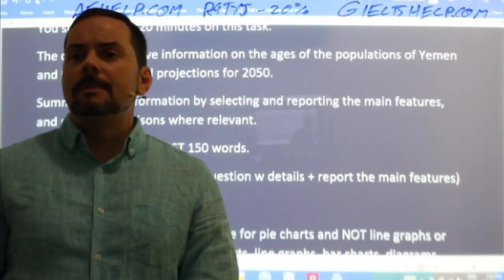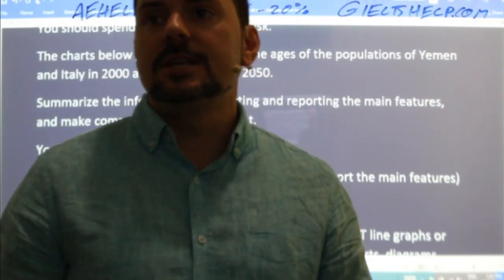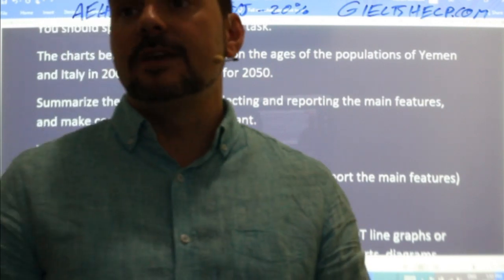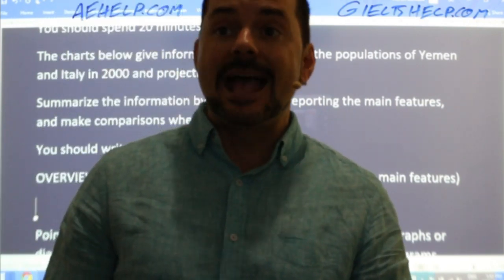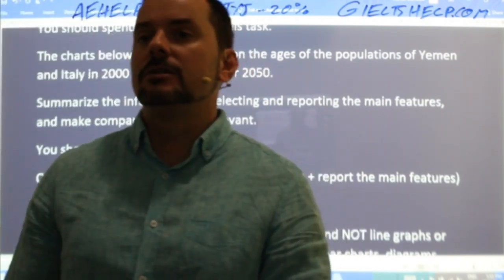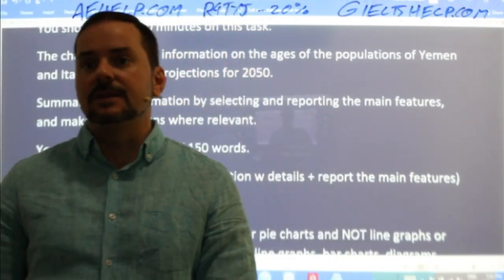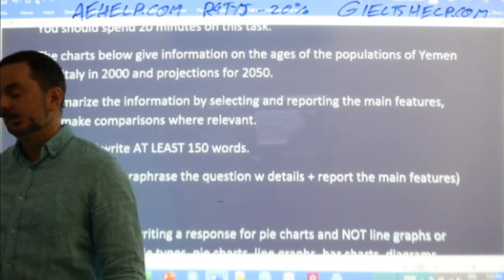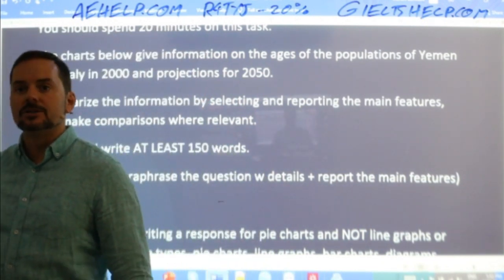Elena says the 4 pie charts depict the population percentage for 3 different age groups of Yemen and Italy for the year 2000 and also predicts the population for 2050. Yeah, Elena, that works. It's nice, it's simple, it's clear, it's good detail.